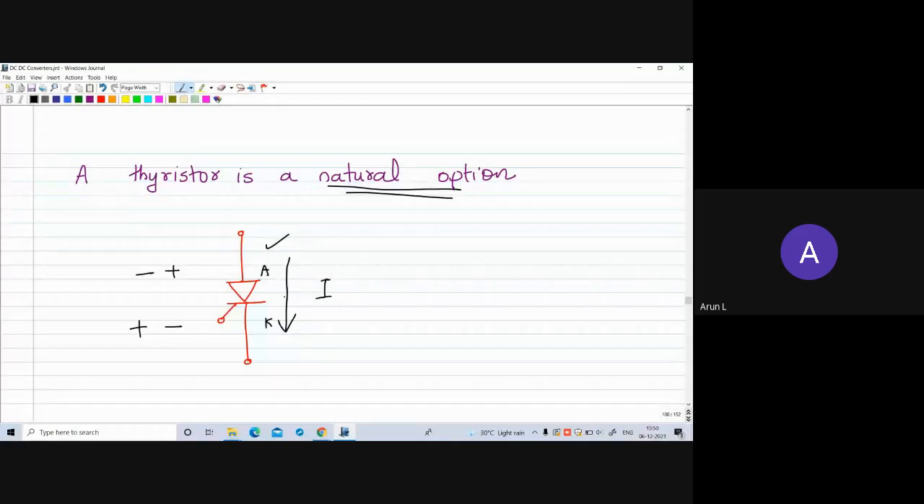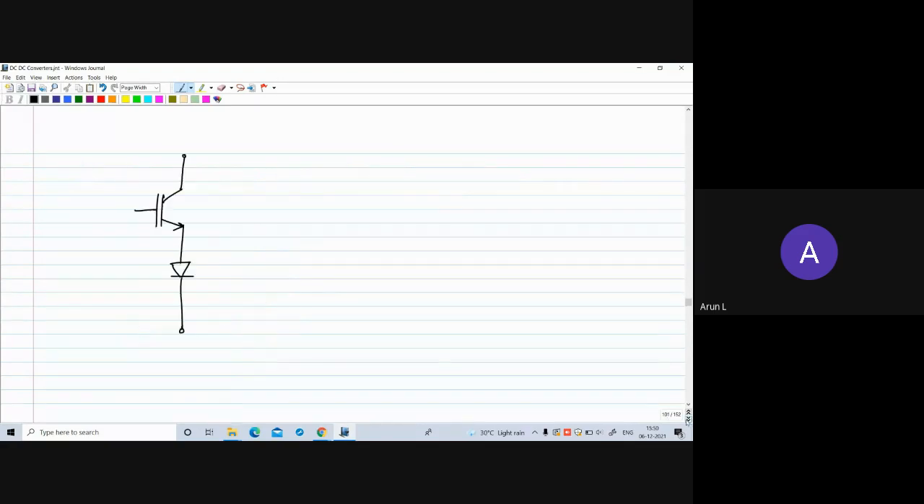But in most of the other applications, IGBTs are replacing SCRs. So we can use an IGBT in series with a diode. An IGBT in series with a diode is a switch capable of conducting current only in one direction. This switch can conduct current only in one direction because the IGBT can conduct current only from collector to emitter, and the diode can conduct current only from anode to cathode.